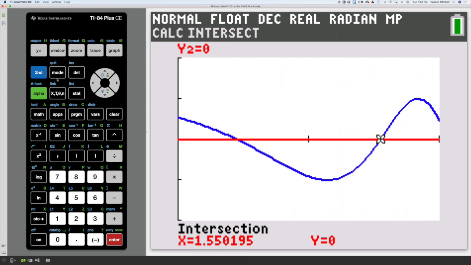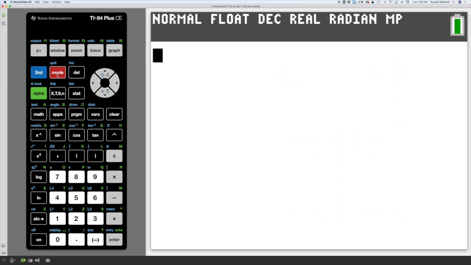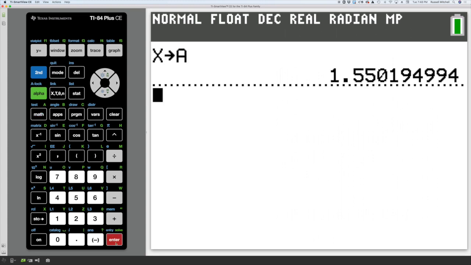Okay, so second, quit. Okay, and then I'm going to press X and then store. Sorry, I had to think for a minute. So alpha A. Okay, so that's my A, right? Okay, so I solved this. I'm going to go back and write all this up formally. But okay, we solved this, and that's the x value.